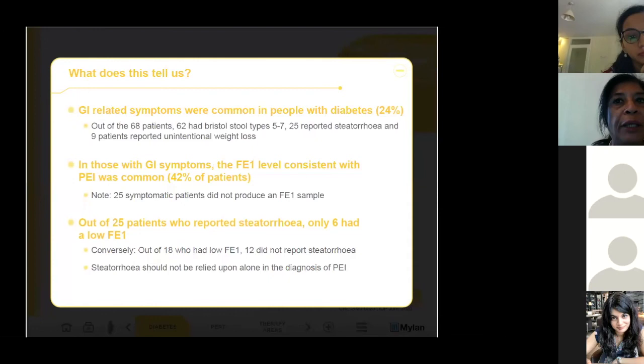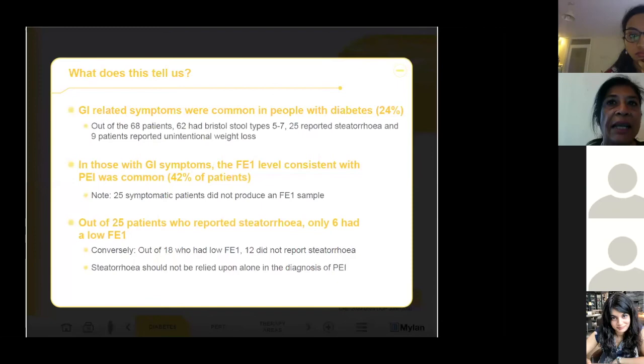Now, it is useful to ask the question, but if they had steatorrhea, that certainly does not mean that they have PEI. And if they had PEI, it doesn't mean that they would have steatorrhea either. So thinking of potential PEI and diagnosing PEI with the fecal elastase test is very important, as the study demonstrated. And this is where the second T comes in. The first one was to think of PEI when patients present with symptoms, and then routinely and proactively ask these patients if they had any GI symptoms. And this brings us to the second T, which is test. So you must test with fecal elastase, as the study has shown us.